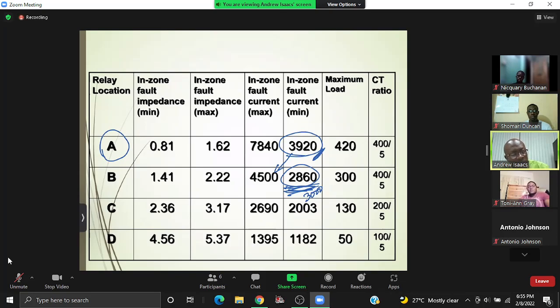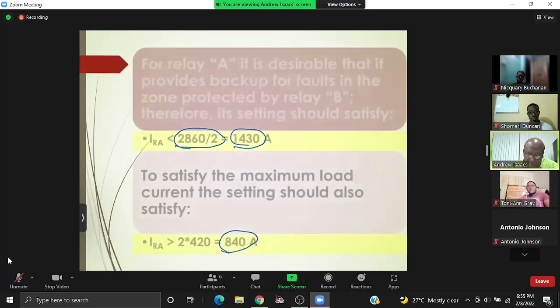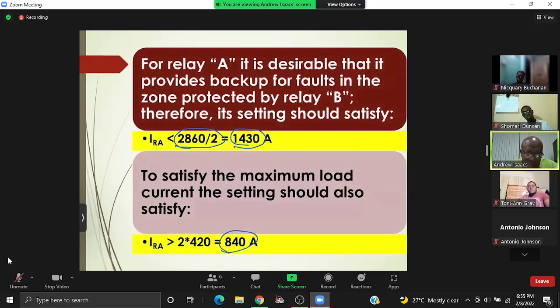So A will see the minimum fault at B. B would see the minimum fault at C. C would see the minimum fault at D. Where D is concerned, we now have to go to the end of the line, which would result in the minimum fault on the system. So all we would do at the end of the line is to now add that remainder that we didn't put in, which was the 1.1. And that's how we get the 491.